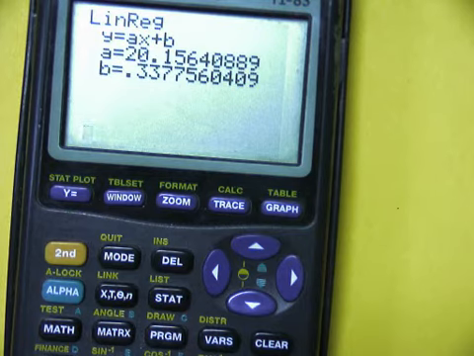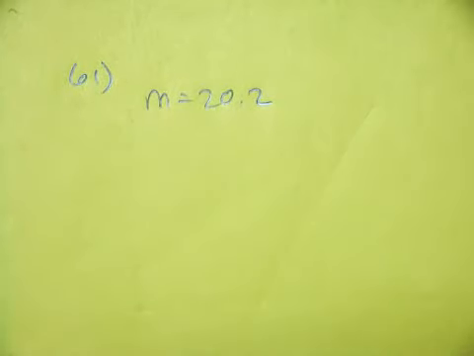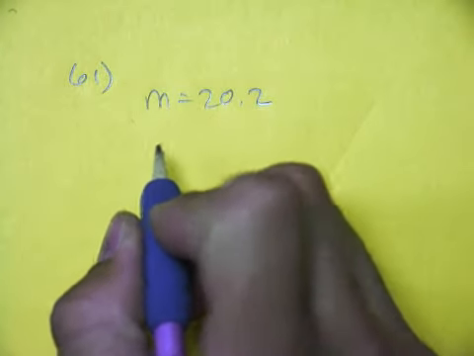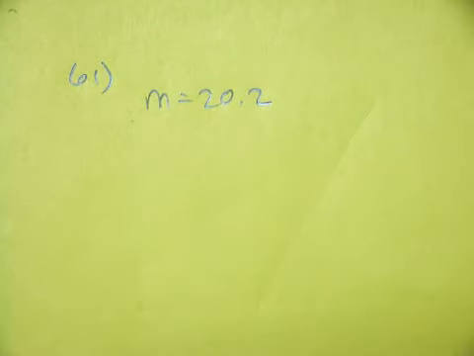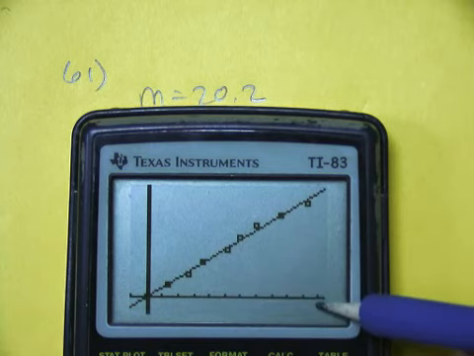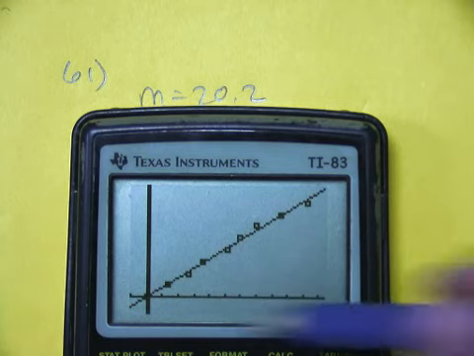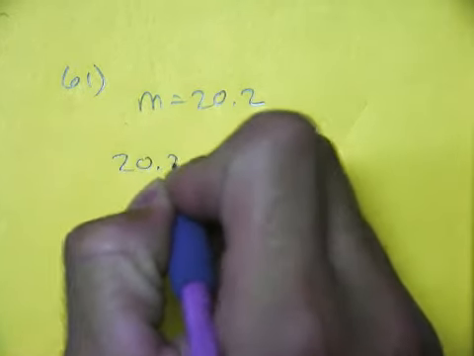So the question says, find the slope of the line. The slope of the line is 20.2. What was the speed of the car? Well, from the very first question, number 41, it says, what is the slope of a position versus time graph? That's what you're actually graphing right here. The x values were time, and the y values are position. The slope of any position versus time graph is the speed. So the speed is 20.2.